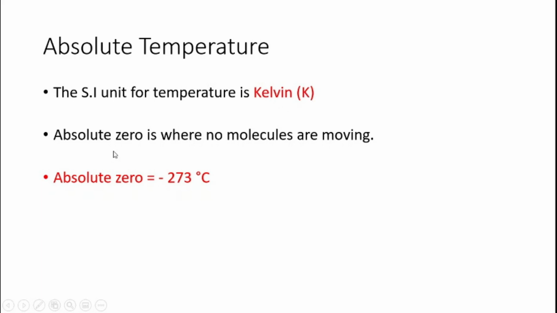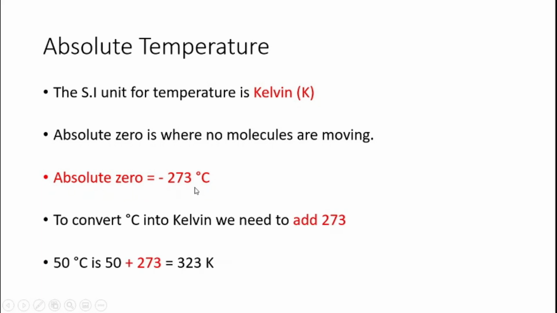Capital K. Absolute zero is where there's nothing moving. Nothing moving. And absolute zero is minus 273 degrees C. So when we're using gases, we've got to convert degrees C into Kelvin, and all you've got to do is add on 273, because absolute zero is minus 273.